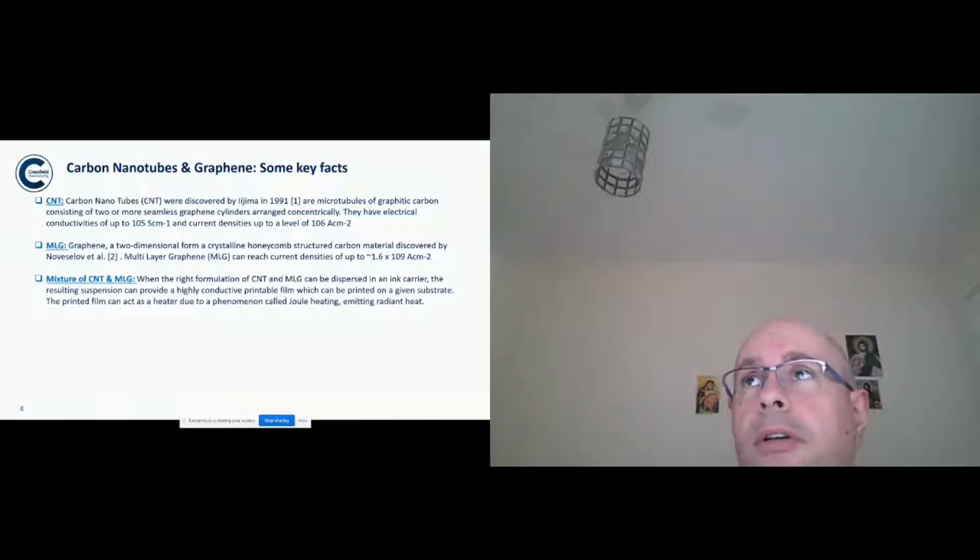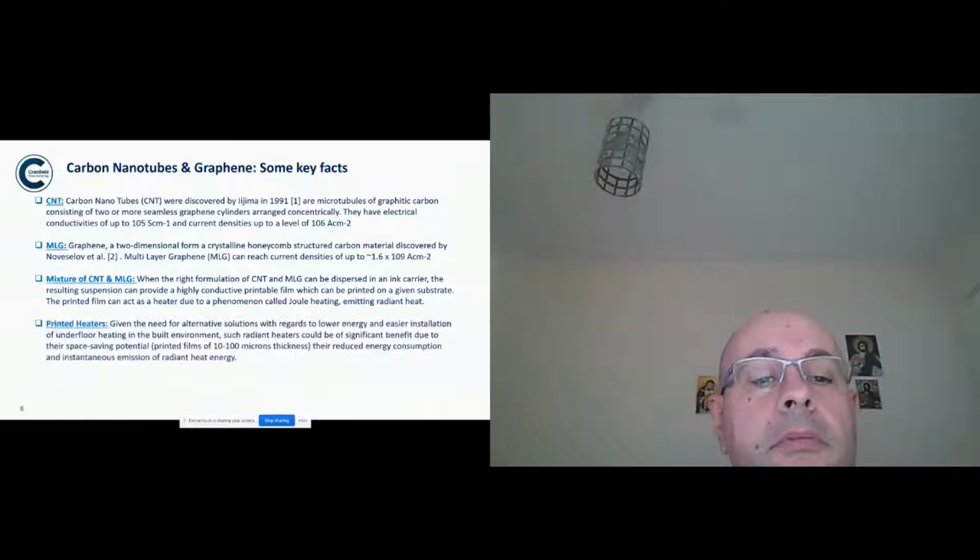Now, the mixture of carbon nanotubes and multi-layer graphene with the right formulation in a dispersed ink carrier, the resulting suspension can provide a conductive printed film which can be printed on a given substrate. That printed film can act as a heater due to a phenomenon called Joule heating, which seems to be emitting radiant heat very uniformly.